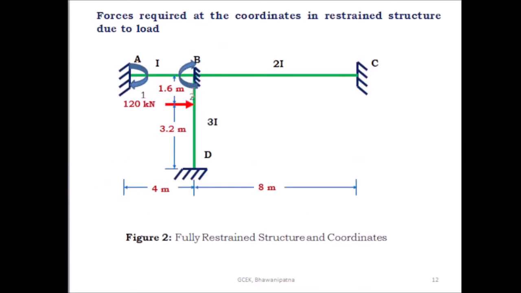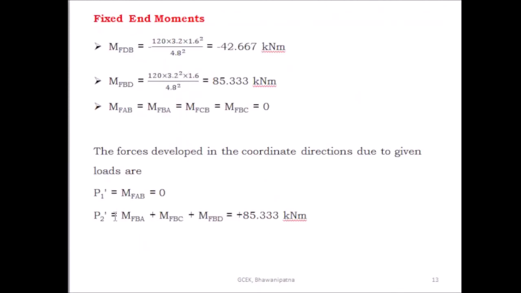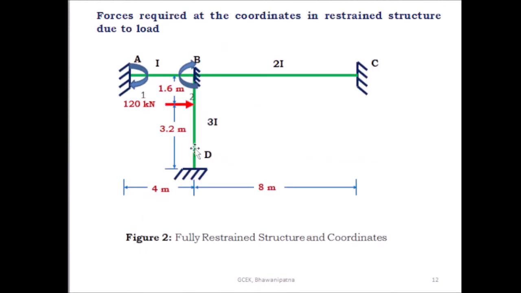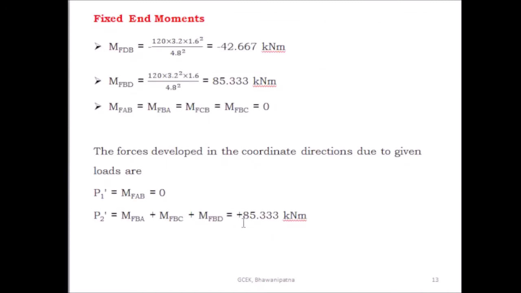Then at the coordinate 2, what is the force? Here you see the force at coordinate 2 is equal to MFBA, MFBC and MFBD. What is the fixed end moment you got from this span at B, and from this span at B, and from this span at B? These three fixed end moments together are equal to the force at coordinate 2. So, P2 dash is equal to MFBA plus MFBC plus MFBD. This is equal to 85.333 kilonewton meter.